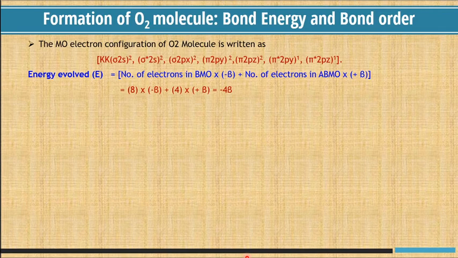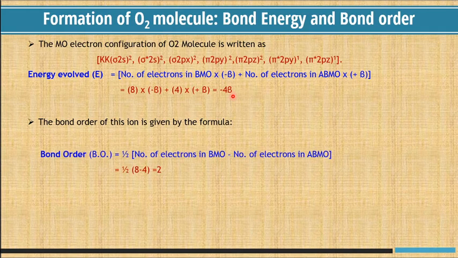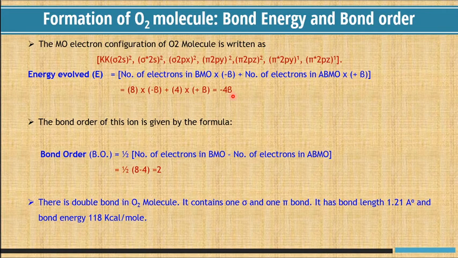The bond order of this molecule can be calculated by using the formula: bond order is equal to 1/2 into the number of electrons in the bonding molecular orbitals minus the number of electrons in antibonding molecular orbitals, that is equal to 1/2 into bracket 8 minus 4, which is equal to 2. So there is a double bond in the oxygen molecule. It contains 1 sigma and 1 pi bond. It has bond length 1.21 angstrom and bond energy 118 kilocalories per mole.